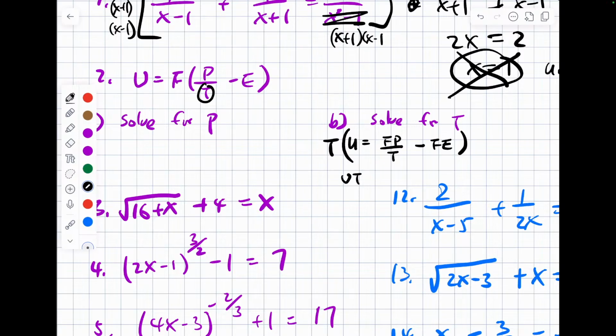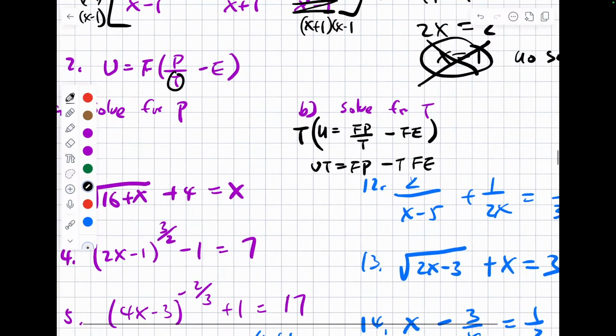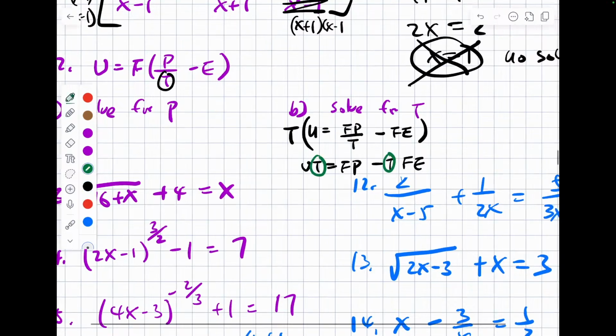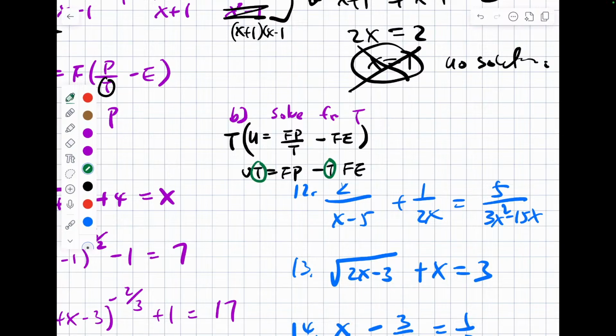And then that's going to give you ut equal to fp minus tfe. Is that okay? So now you see there's a t, right? Do you see the t right here? I always move the t-related term to one side. So we're going to add tfe on both sides.